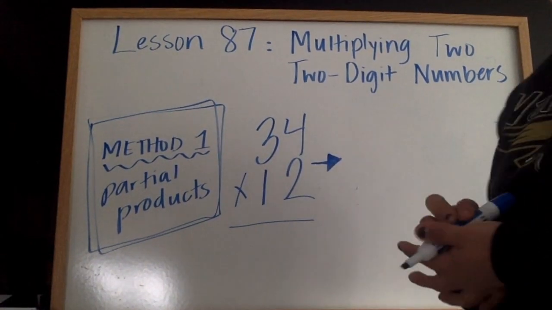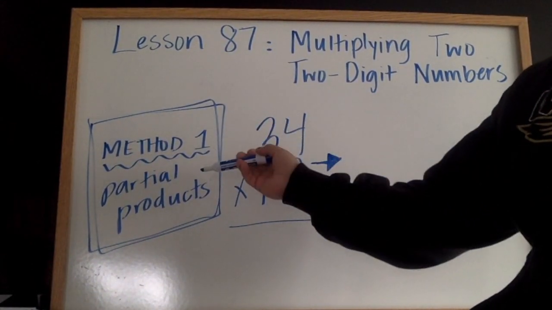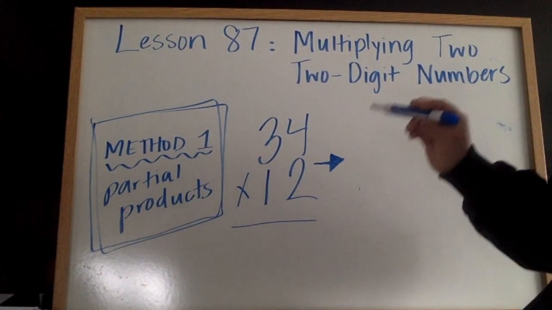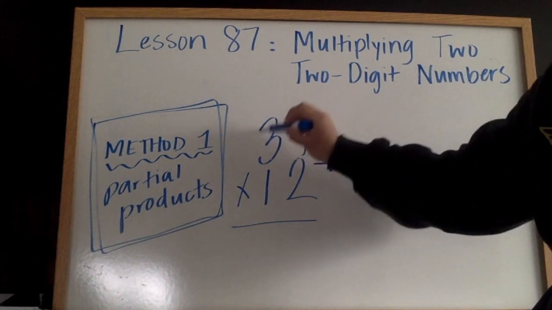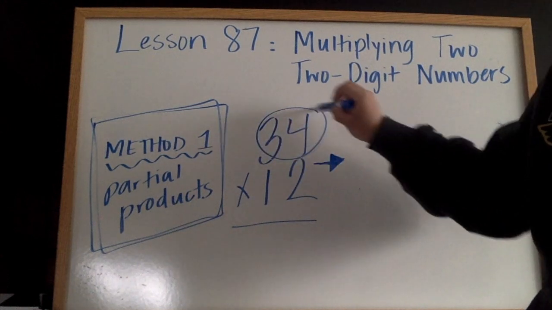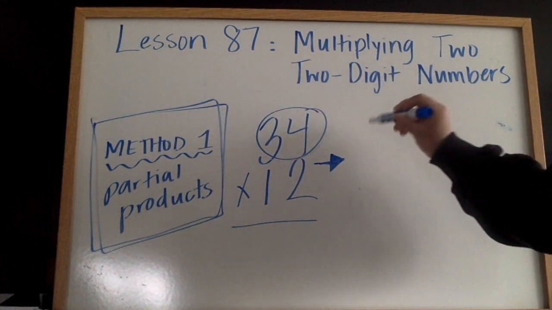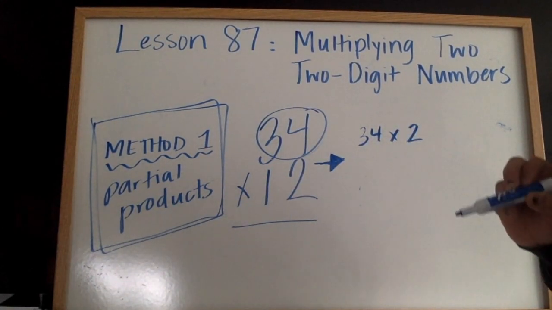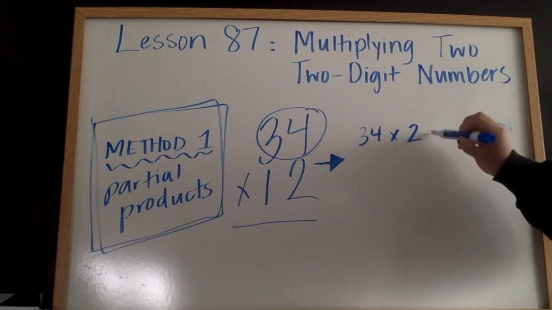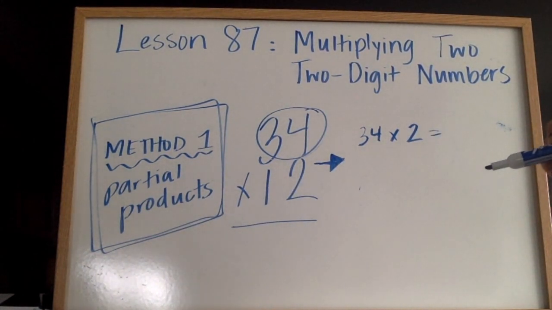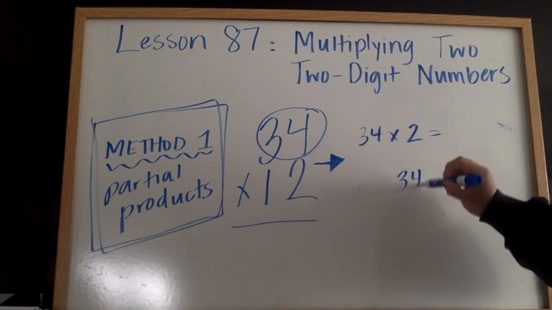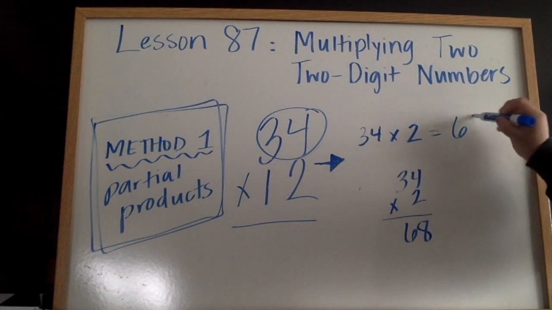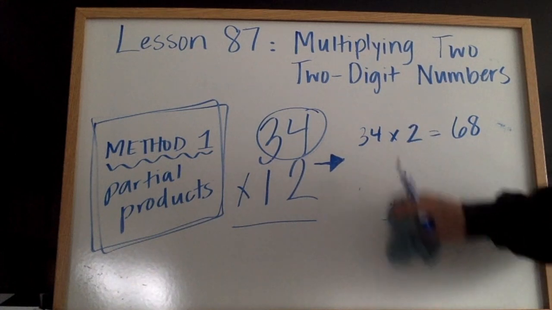So, I'm going to show you two methods. We're going to go over the first method right now. This is called partial products. So, I'm going to first take 34 and multiply it by the ones digit first. So, 34 times 2. You can work that out in your head. If you can't, set it up vertically. 34 times 2 is 68. Okay, so that's the first step.